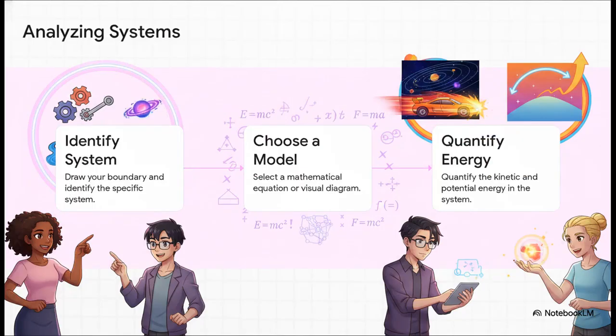To actually satisfy the source material, we follow these clear steps to transform this kind of abstract academic requirement into a measurable process. Step 1, you draw your boundary and identify the system. Step 2, you choose your model. Maybe it's a math equation, maybe it's a visual diagram. And step 3, you actually quantify the kinetic and potential energy playing out inside those boundaries. It is a perfect logical progression.